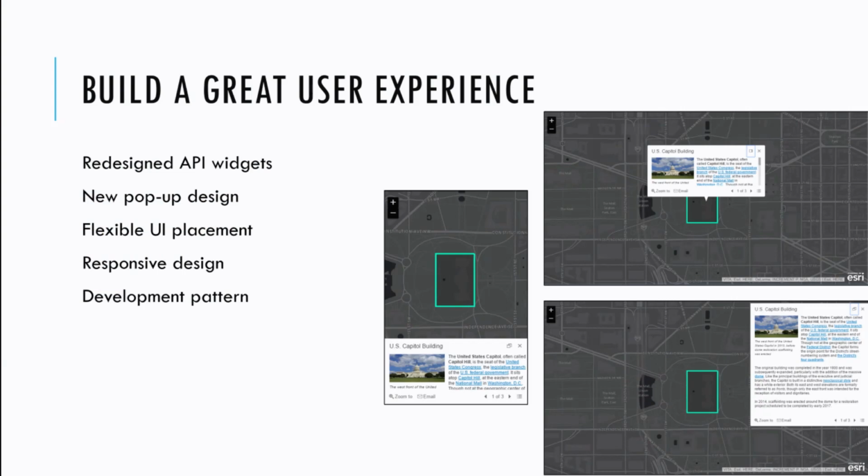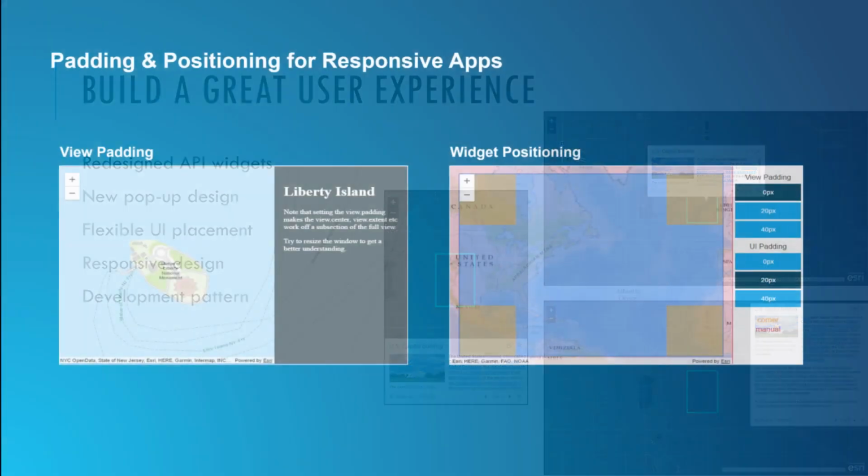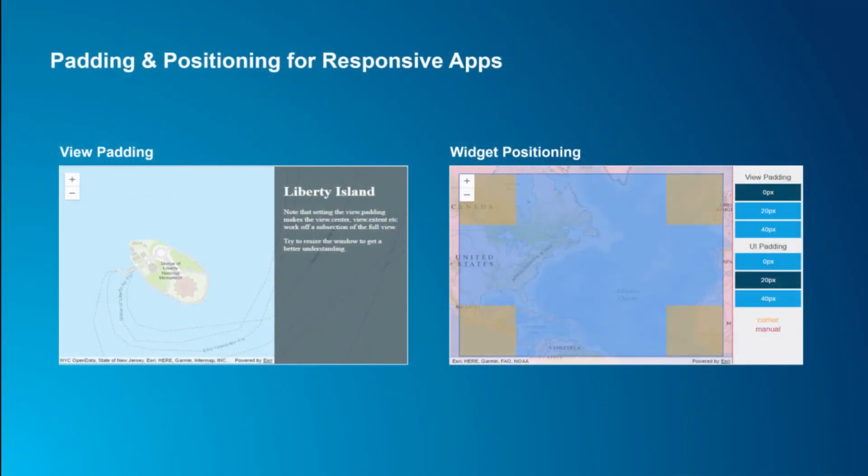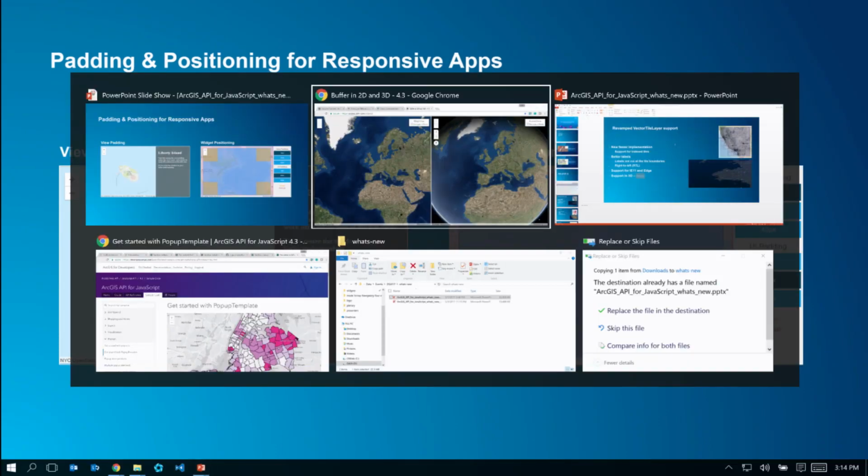Okay, so the teams worked really hard on basically putting tools in the API to help you build a great user experience. And I'm just going to go through some of these examples. One of the things is positioning, relative positioning of all of your UI controls and widgets, and then also padding of the map. So let me just show you what I mean by that.